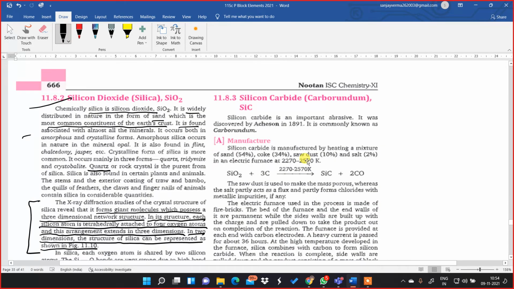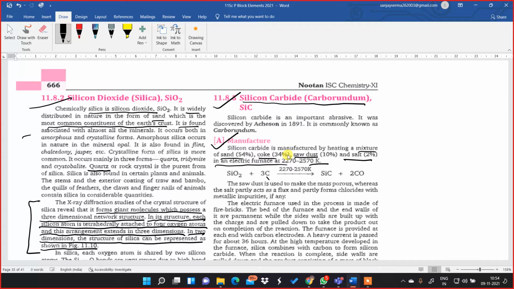Let's come to silicon carbide. For silicon carbide, only the preparation from silica and uses are required. This silicon carbide is also called carborundum. It is manufactured by heating a mixture of sand, coke, sawdust, and salt in an electric furnace at a high temperature. So we get silicon carbide. It is called carborundum.